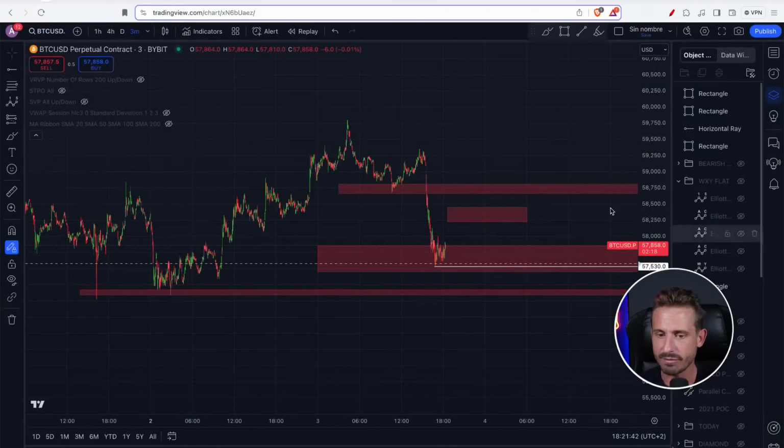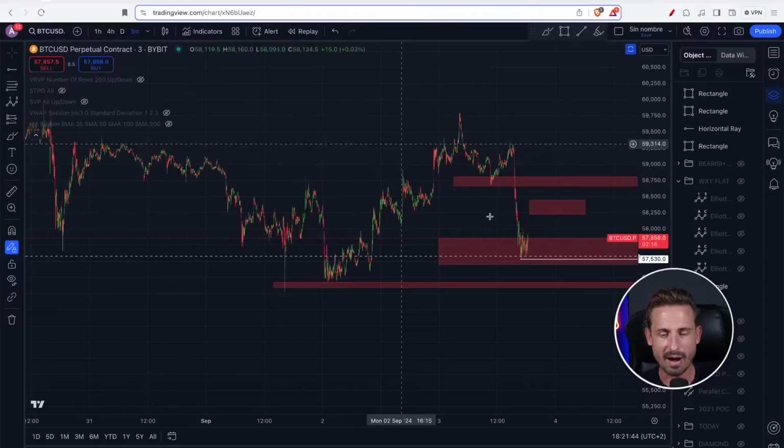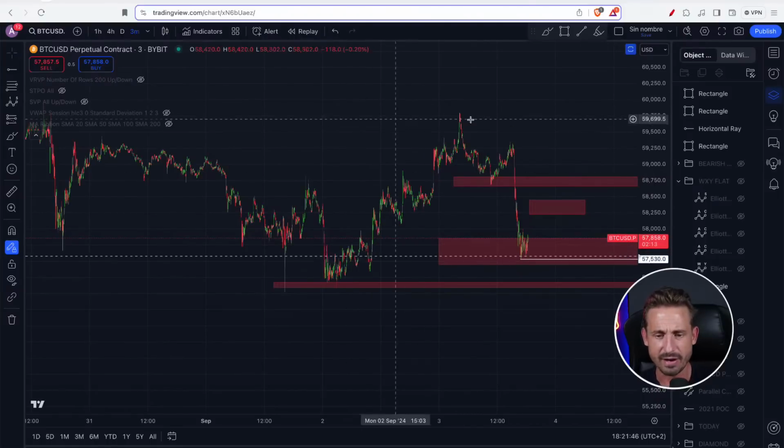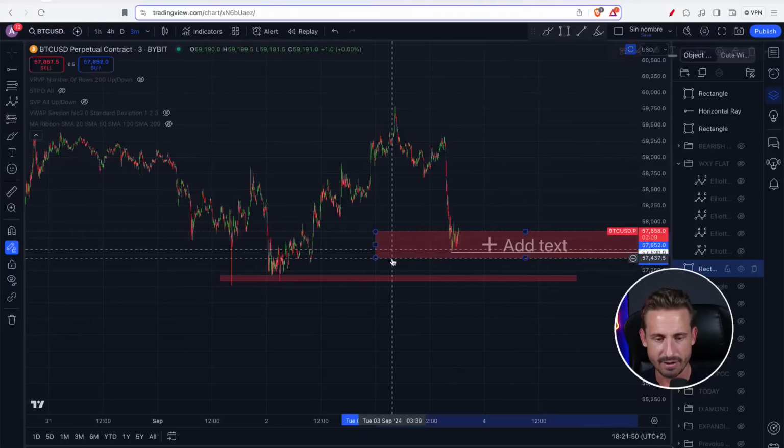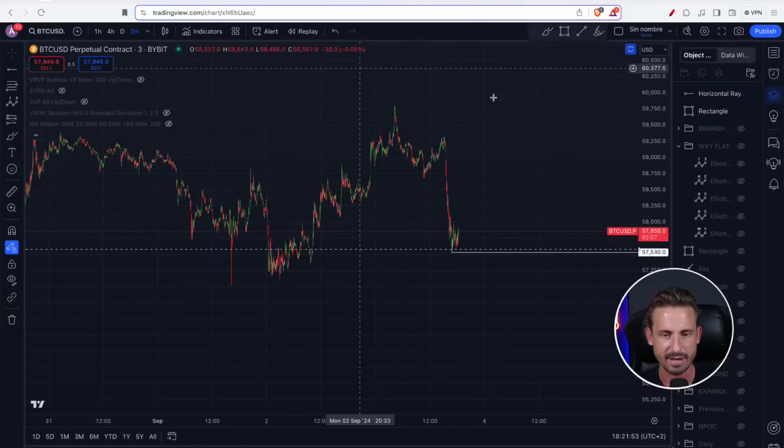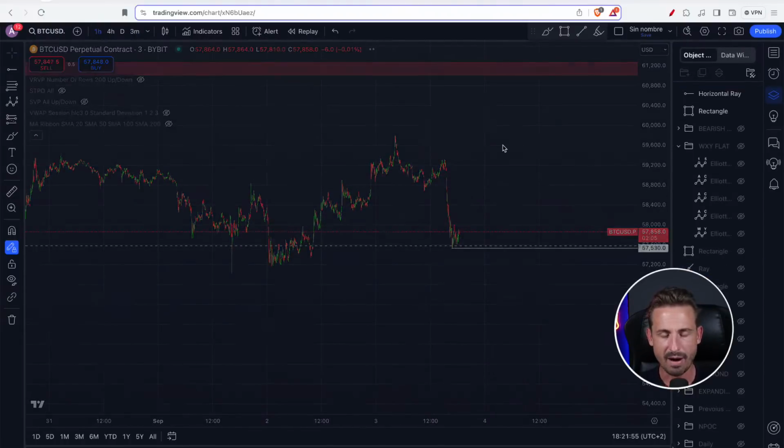Anyway, weekly getting rejected. Let's talk about higher time frame. I'm looking at very aggressive lower time frame scenarios, very aggressive lower time frame Elliott wave theory, CVD. But let's talk about higher time frame scenarios.